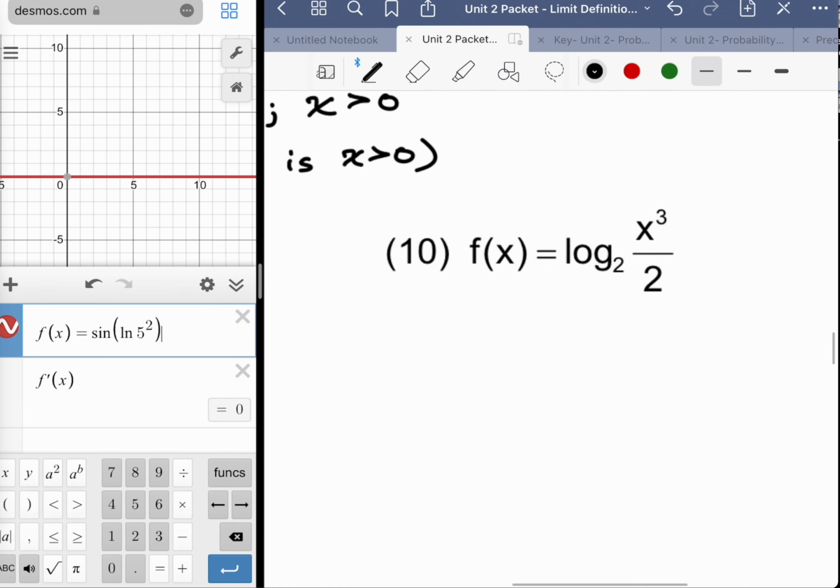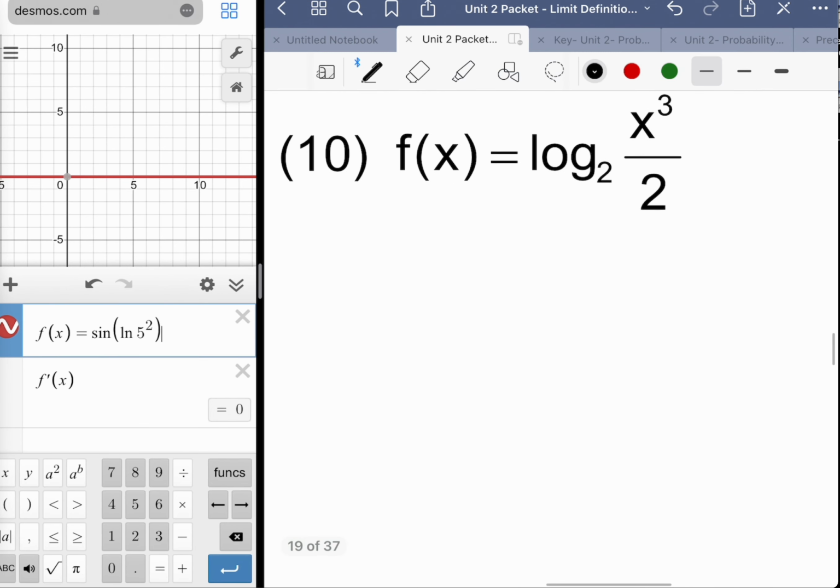So then we get to this juicy one right here, number 10. That doesn't have an ln in it, but we can make it so that it does. So first thing I would want to do is apply my log rules and simplify it as much as possible, because maybe it'll clean up nicely, but maybe it won't. We'll see. So we're looking at a quotient here, a ratio of two terms. So I'll apply my quotient rule: log base 2 of x cubed minus log base 2 of 2.